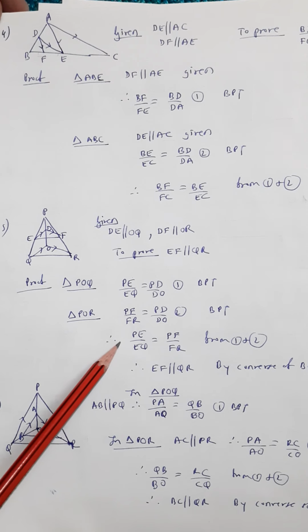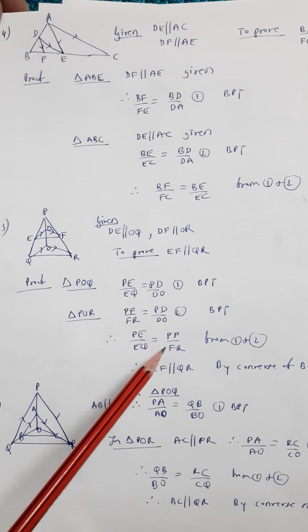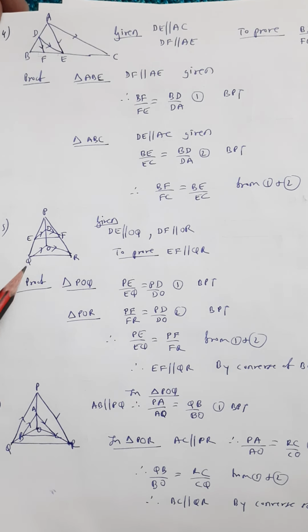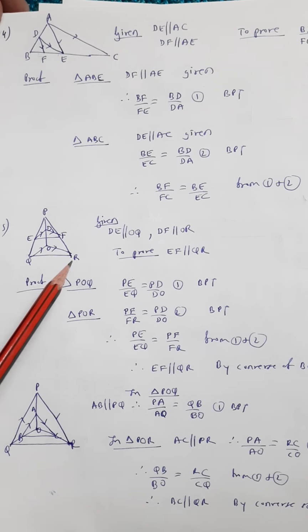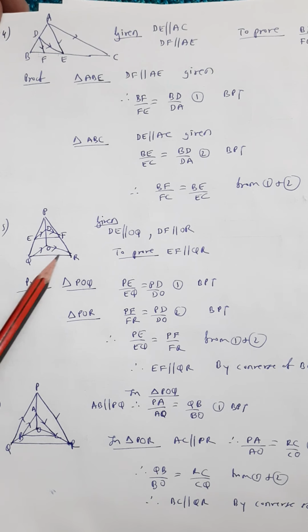So what will we get? PE by EQ is equal to PF by FR. Now PE by EQ equal to PF by FR आ गया. So what is the conclusion? We can say that EF is parallel to QR. EF is parallel to QR by converse of basic proportionality theorem.